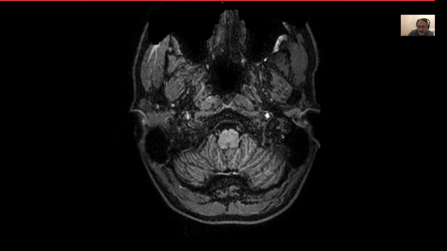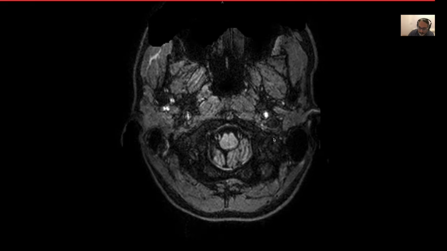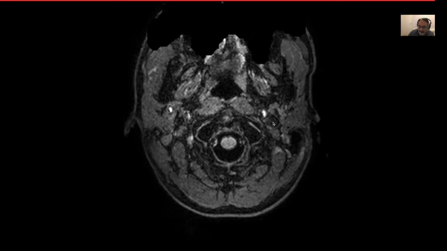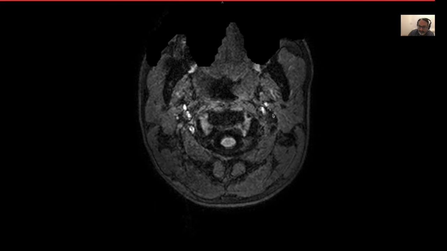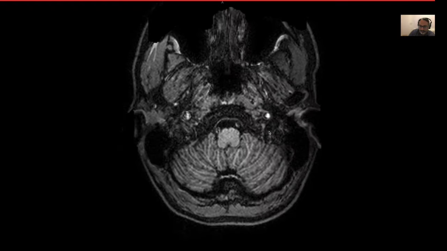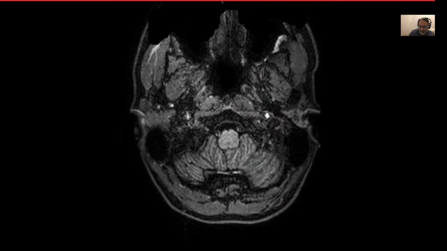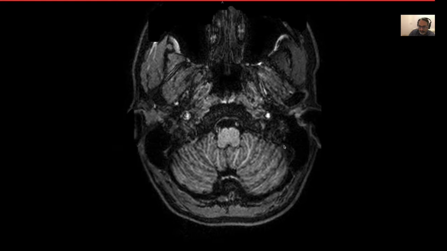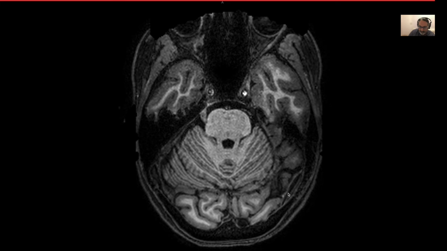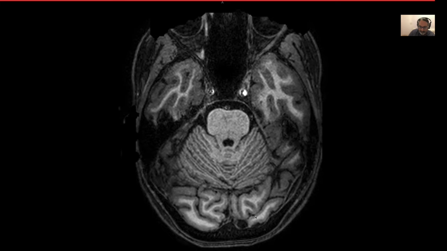And the sigmoid sinus will find its way into the jugular vein, through the jugular foramen. So that's your jugular vein going into the neck next to the internal carotid artery. So that's the internal jugular vein that will then communicate with the sigmoid sinus. And as we keep going up, the sigmoid sinus then becomes the transverse sinus, and that joins to the confluence of sinuses.